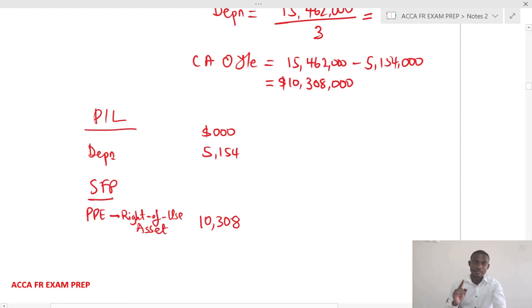Remember, in this illustration, we are only looking at how to account for the right of use asset, not the lease liability. Only the right of use asset.